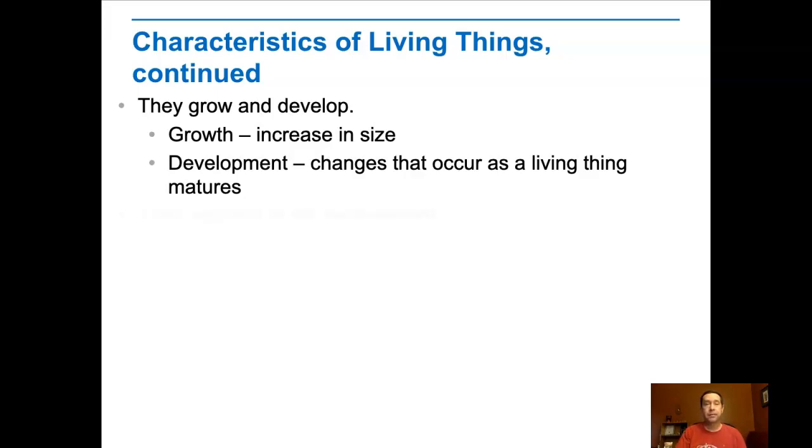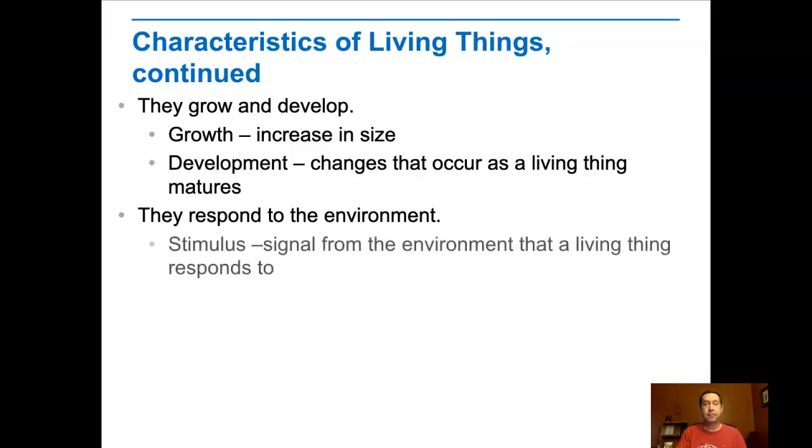They respond to changes in their environment. And some animals might migrate when the temperature changes. Some animals, their fur color changes from summer to winter to blend in with the environment better. Lots of things, and we'll talk more about that. So a stimulus is a signal from the environment that a living thing responds to.